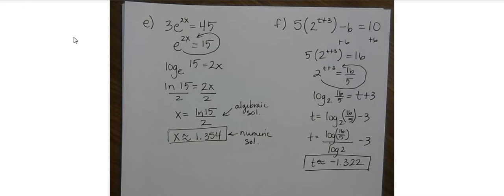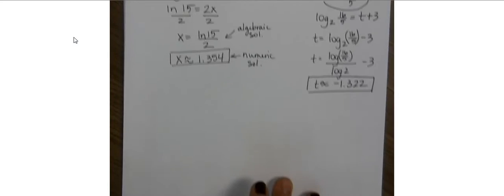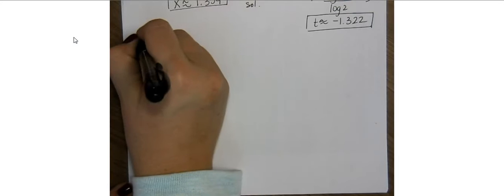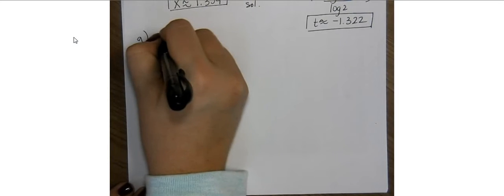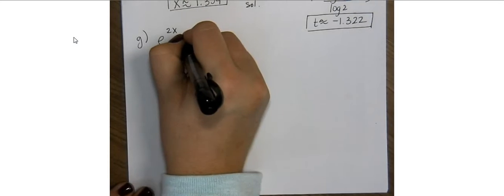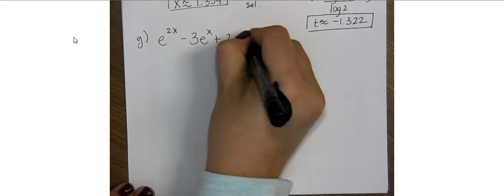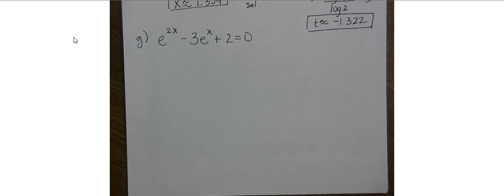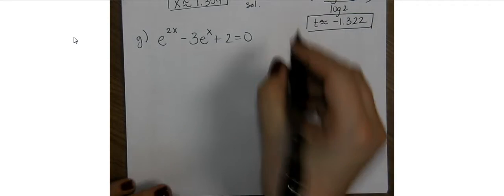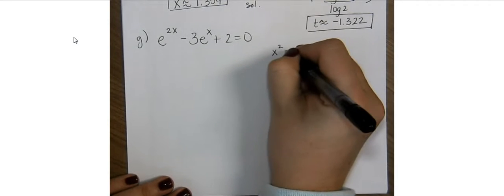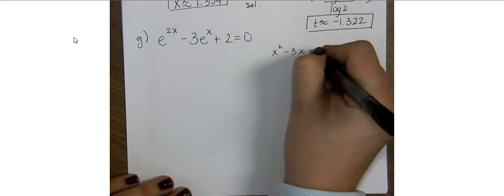All right, let's look at something a little different. Okay, so we have e to the 2x minus 3 e to the x plus 2 equals 0. All right, now this is a little different. It looks a little intimidating, but I want you to think about what this kind of reminds you of. Does it remind you of this? X squared minus 3x plus 2 equals 0.